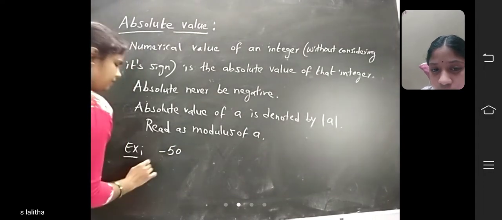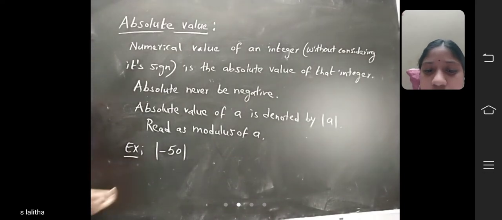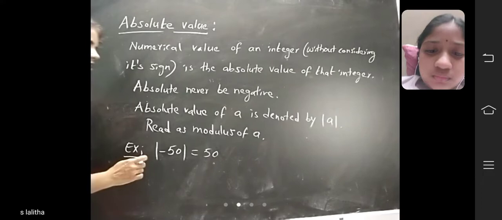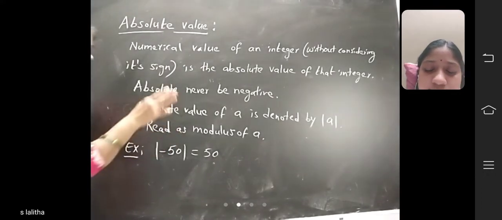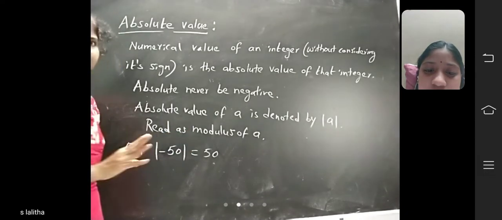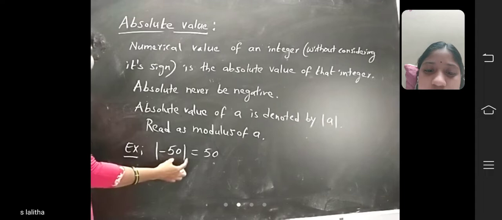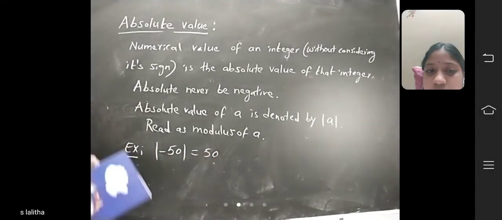Example, see children. Minus 50. How to read this one? Modulus of minus 50. What is the absolute value of this one? 50 only. Here it is minus. Okay, absolute value means you should take only positive. Don't take negative. Okay, children? How to read this one? Modulus of minus 50. What is the absolute value? 50. Okay, children? Next.